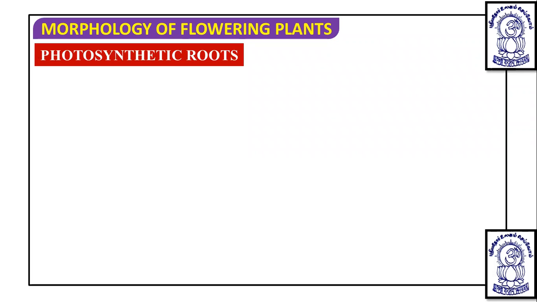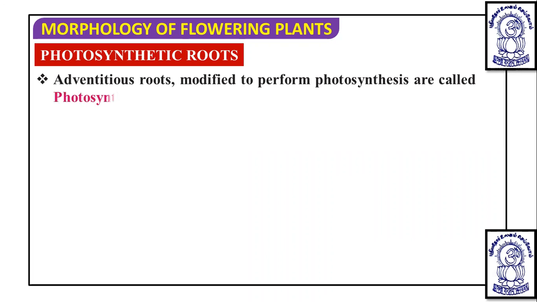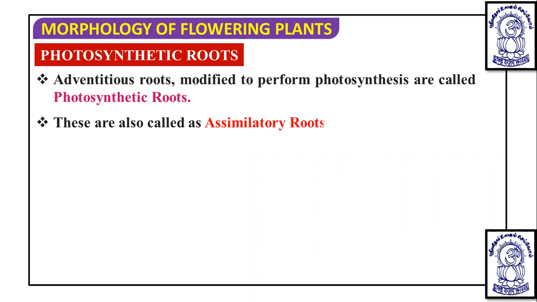Another is the photosynthetic root, which we are going to discuss. If you talk about a photosynthetic root, they are adventitious roots. They are not arising from the radicle, but they are modified to perform photosynthesis. So here the roots are performing photosynthesis, so they are known as photosynthetic roots.